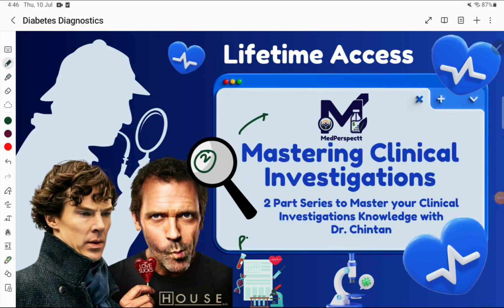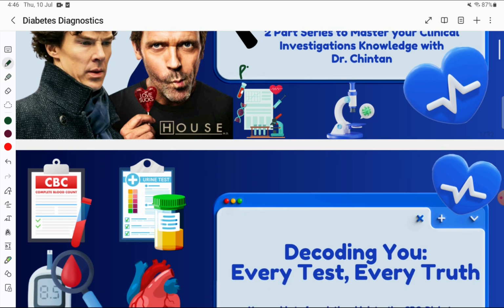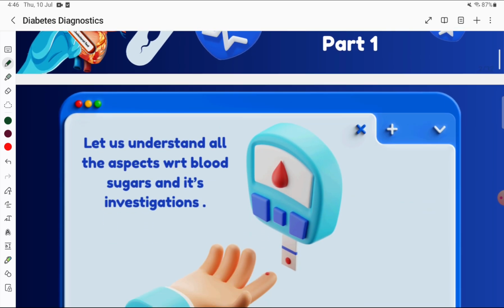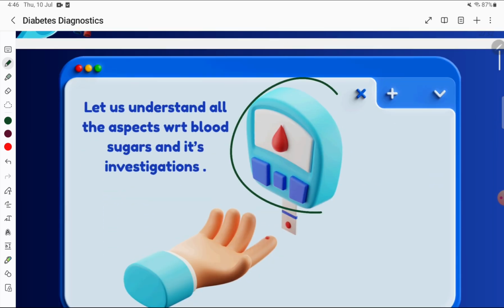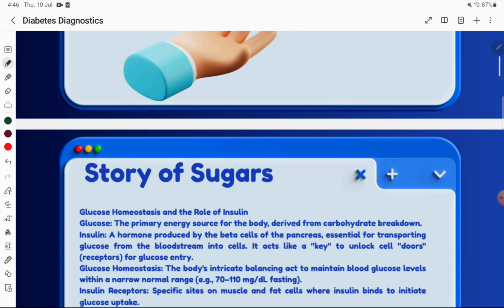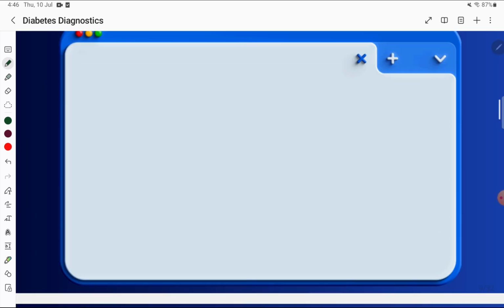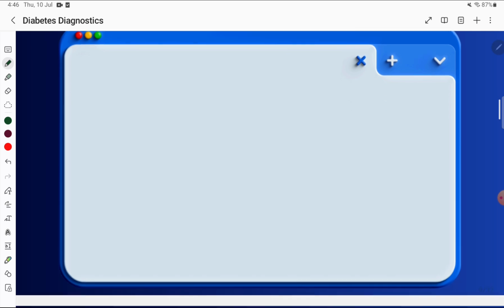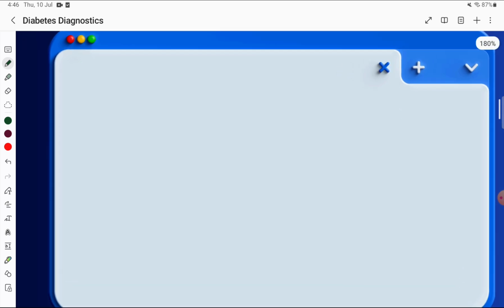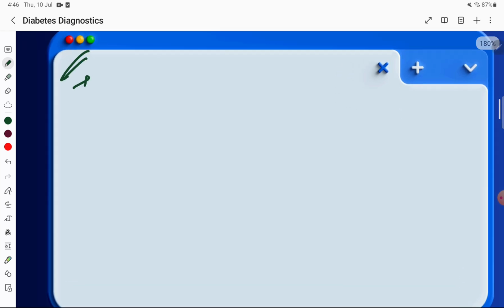Hello guys, welcome back. In the previous lecture, we studied the basics of the pathophysiology of diabetes, and in this one, we'll be trying to cover the diagnostic criteria and diagnostic tests for diagnosing a patient with diabetes. Like always, we'll not go with the PPT format. I will explain from my own experience and notes which I have made for you all.